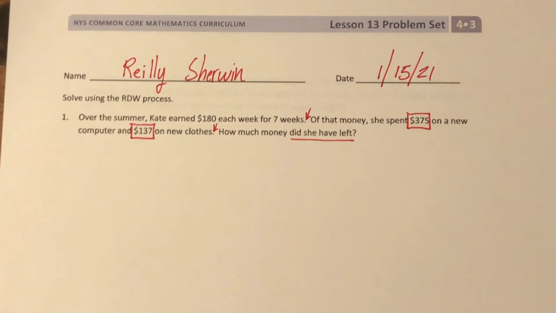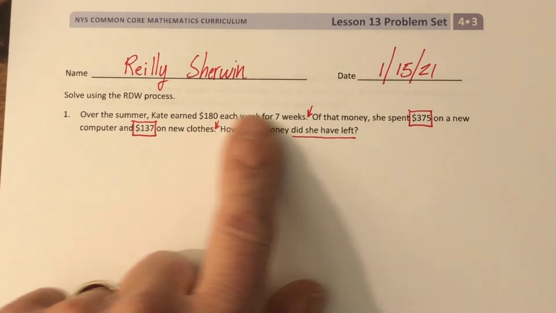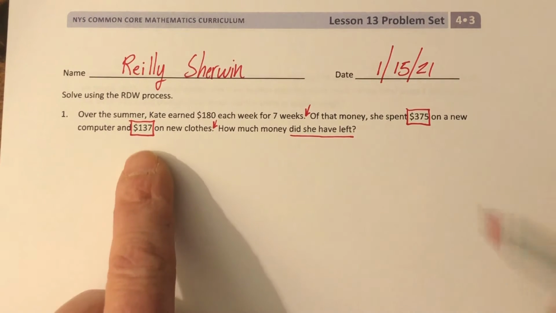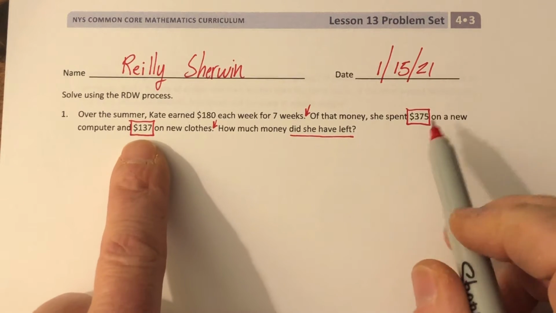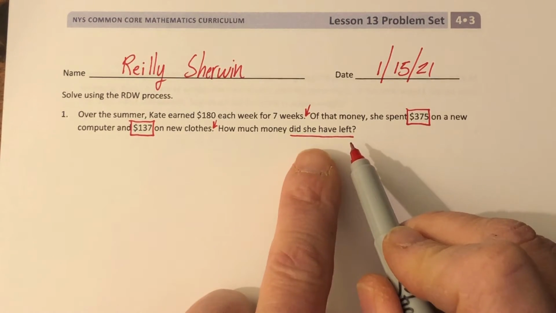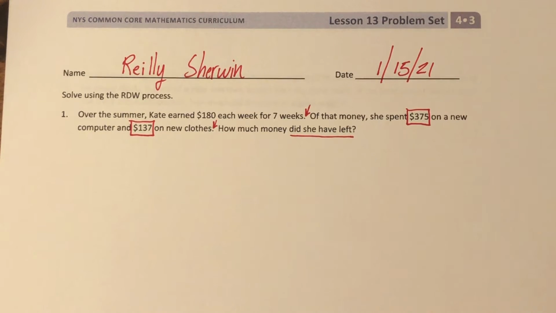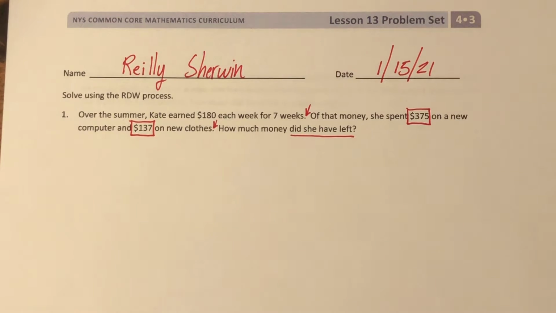So I feel like I know what I need to do. I need to find out the total amount of money, and then I need to figure out, she spent this amount right here. So I could subtract twice, or I could just add those together to find out the total amount that she spent and then subtract it from the total amount that she made. So let's give it a shot. Either way, I think we're at 3 steps here, okay?